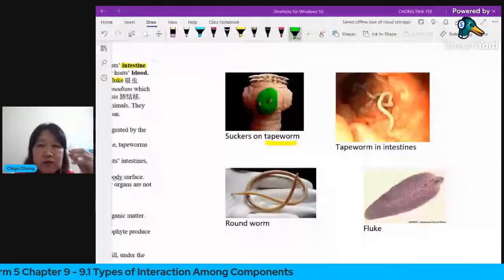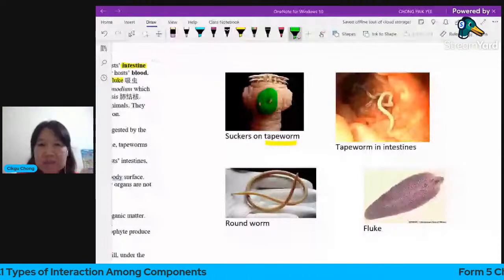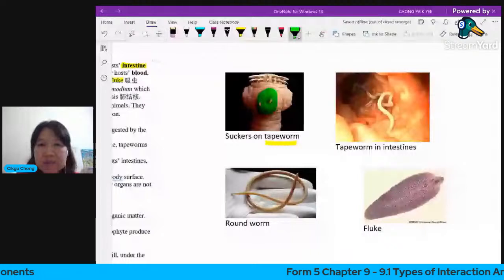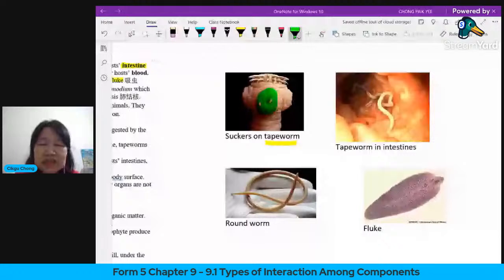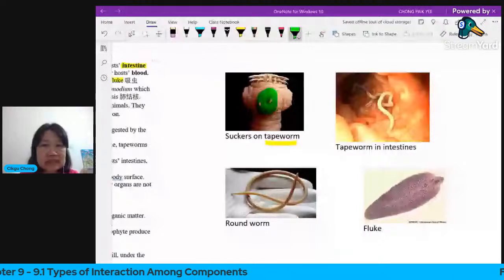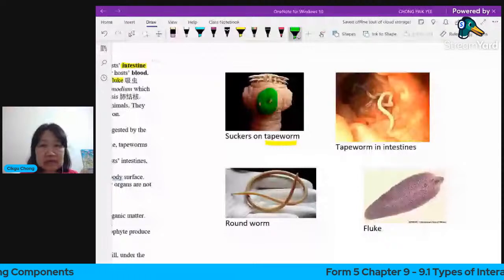Okay, if you do not remove them, they stay there and they grow, and sometimes they can become very, very long. There are some pictures on the internet I dare not show you because it looks horrible. You know why? Because they're so very long. You cannot imagine your intestine can have so long a worm inside there. So just showing a small one. This is a tapeworm in the intestine.